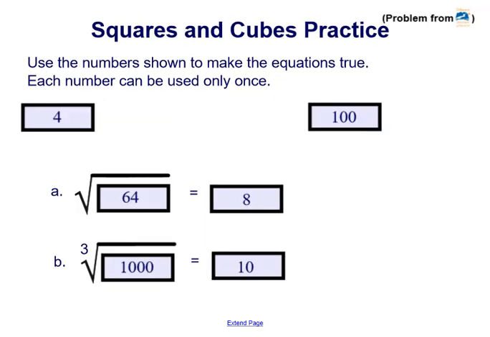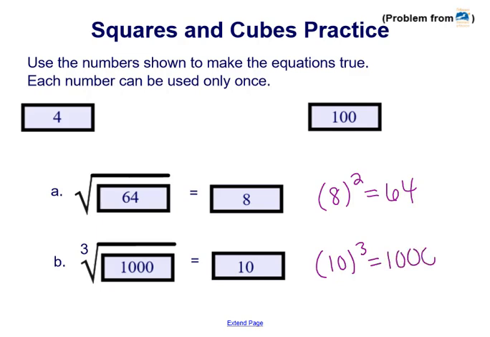Another combination is using the number 64 and 8 with the square root. We would have the square root of 64 is 8 because 8 squared equals 64. And we can use the 1000 and 10 with the cube root. We can have the cube root of 1000 equals 10 because 10 cubed equals 1000. So that's another combination that can be used.